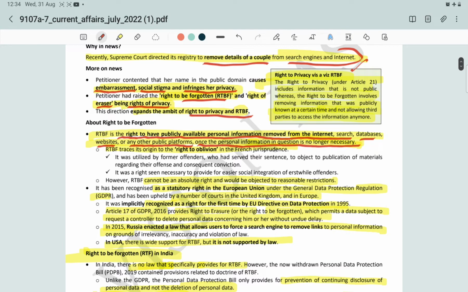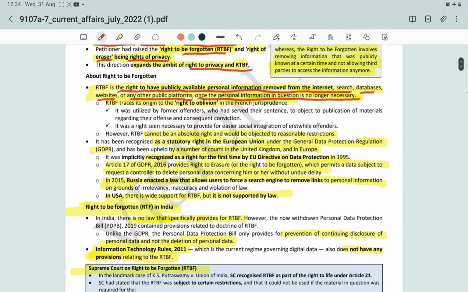And the origin of the right to be forgotten concept is traced to the right to oblivion in French jurisprudence. However, it cannot be an absolute right in the case of India, and it would be subject to some reasonable restrictions.